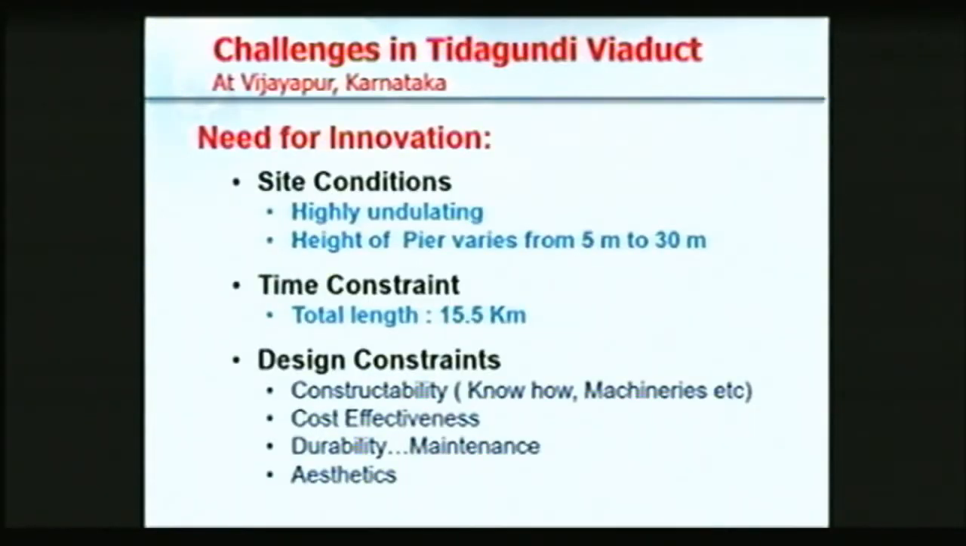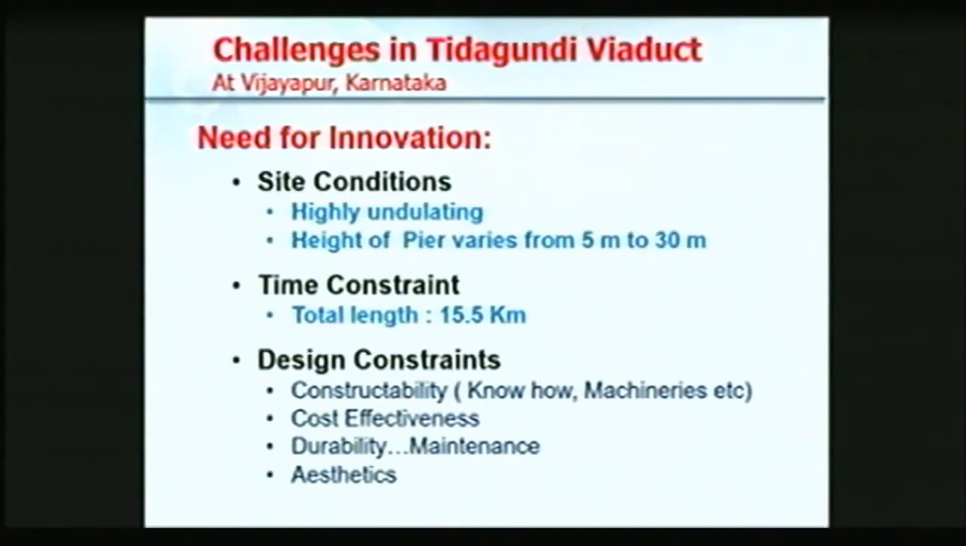And there are some specific challenges we focused on at the site, because the site is highly undulating, and the ground level starts from somewhere about 5 meters where you end up getting the pier height. As you go deeper, it varies from 10 meters, 20 meters, up to even 30 meters. So it is a kind of deep gorge, and 60% of the area requires a huge pier height in carrying out this elevated viaduct. The second constraint is time, because the total length is 15.5 kilometers, and at the end of my presentation, you would see that this is the longest elevated viaduct in the country as on date. So how do you really do that?